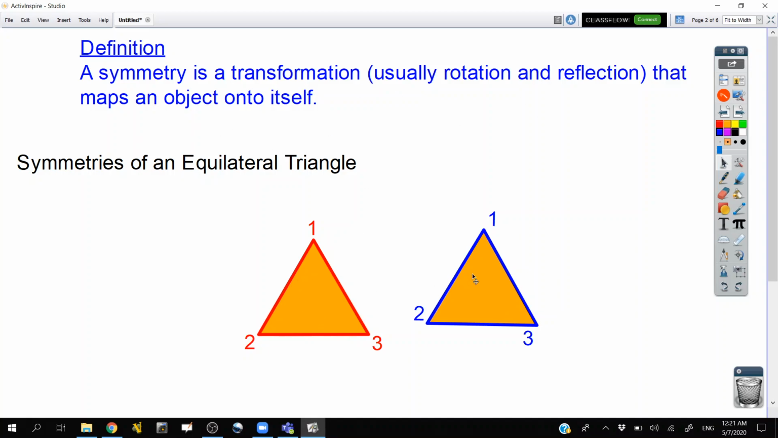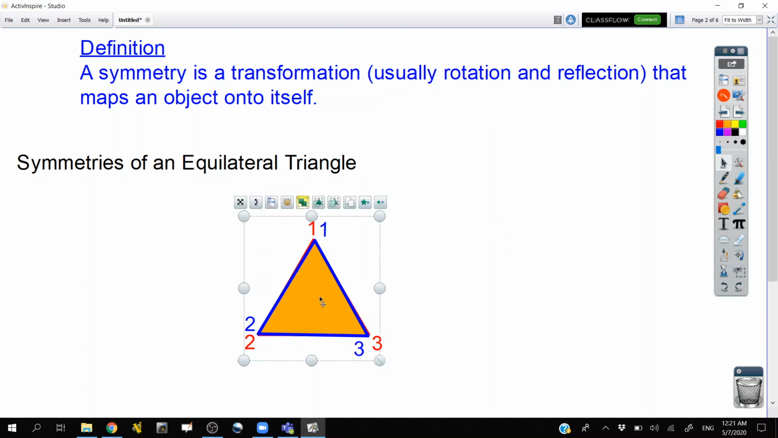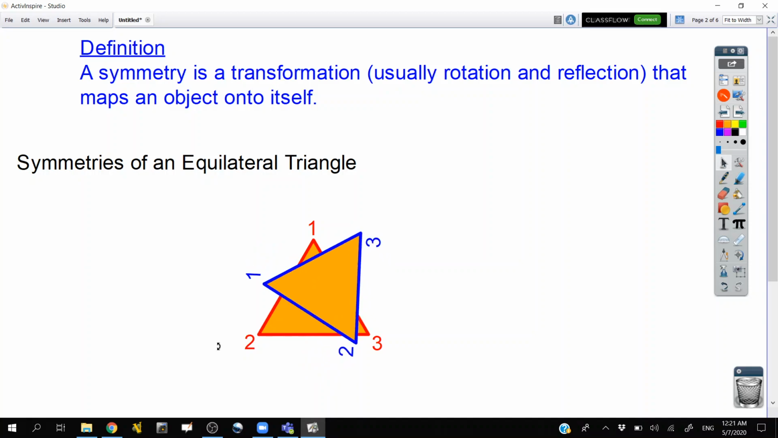So here's my object. I'm going to take this other congruent object. I know it's not perfect, but it's pretty close. And I'm going to look to map the blue triangle onto the red triangle using transformations. I've noted usually they're rotations and reflections, and in this case that'll follow. One way I can match the blue triangle onto the red triangle is I can rotate. If you notice, I'm going to rotate counterclockwise.